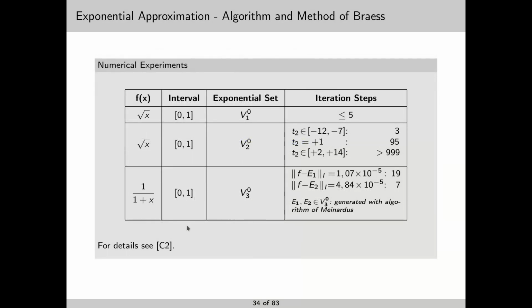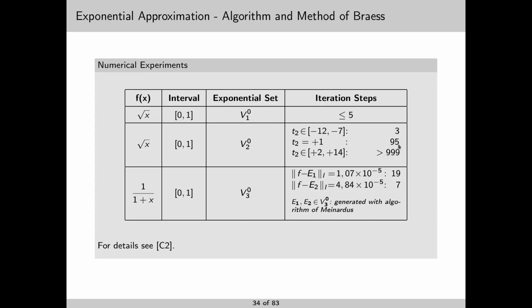For function square root of x, best approximations have been computed according to the method of Braess. It took 3 to 5 iteration steps to calculate the best approximation with respect to V sub 1. For the calculation of the best approximation with respect to V sub 2, 0, for the coefficient t2 of the starting function, integer values between -15 and +14 were employed. 3 iteration steps were necessary with t2 between -12 and -7.